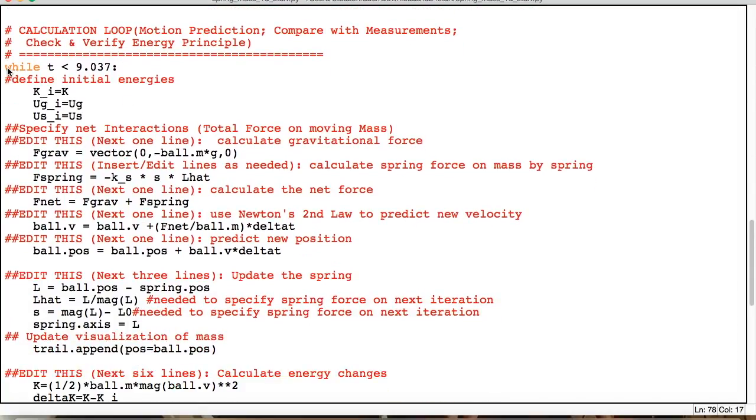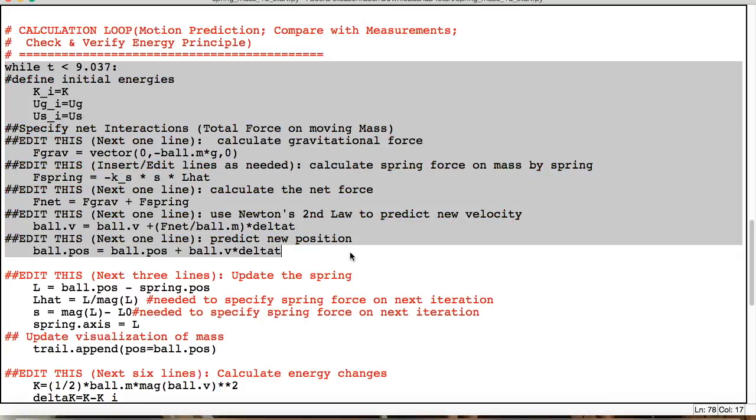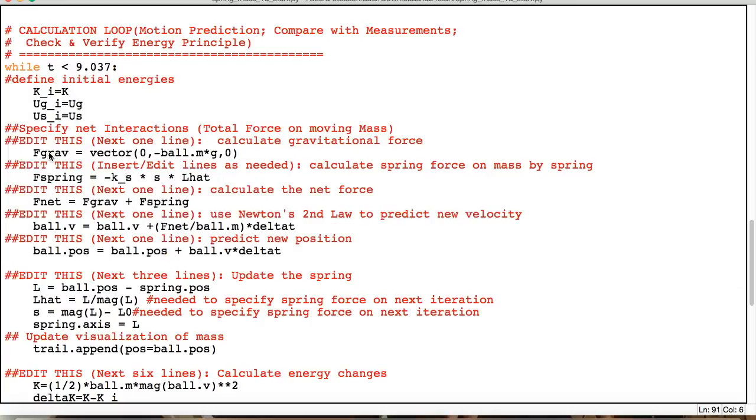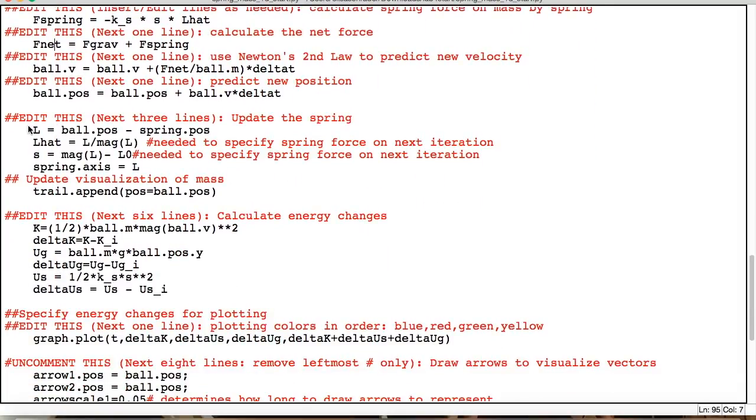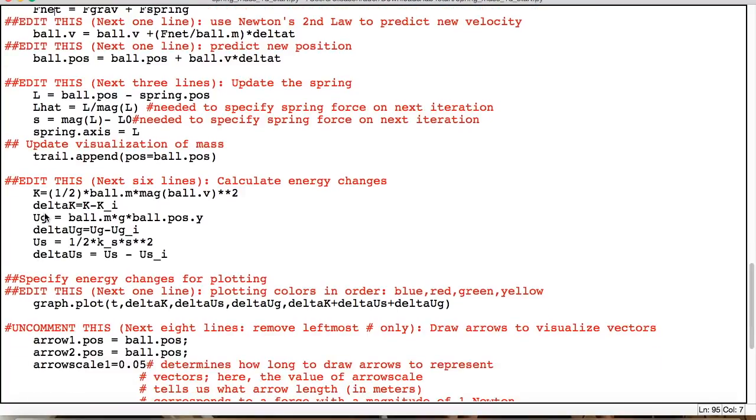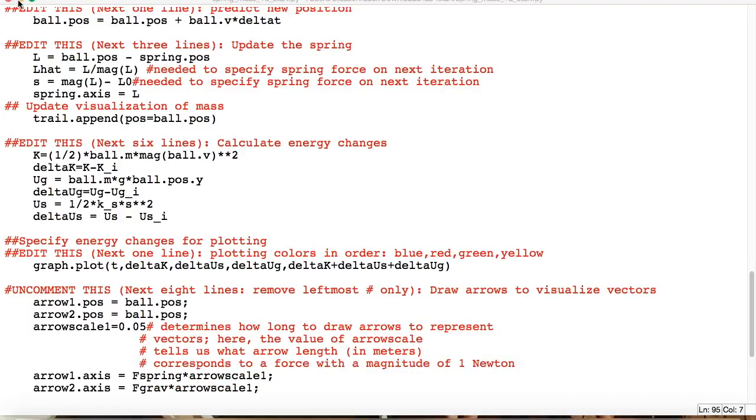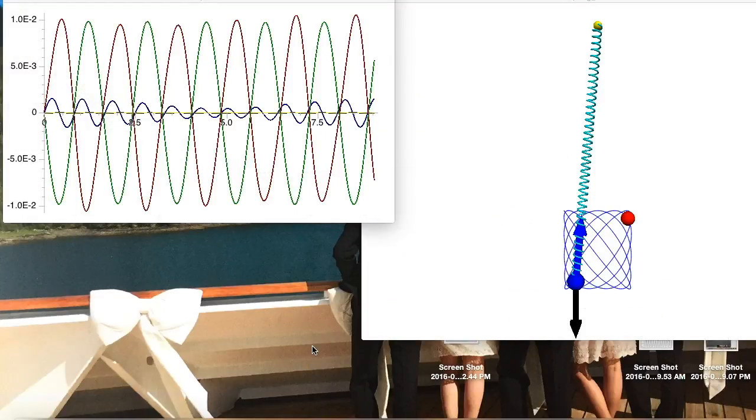Then we have the part where we update the position of the ball and the spring by using the forces. We calculate gravitational force, spring force, and then our net force, which is just the sum of the two. We then update the position of it through this part, and then we update the energy. So we have kinetic energy again, the change in kinetic energy, the gravitational potential energy and its change, and the spring potential energy and its change. This is what was produced by the code.